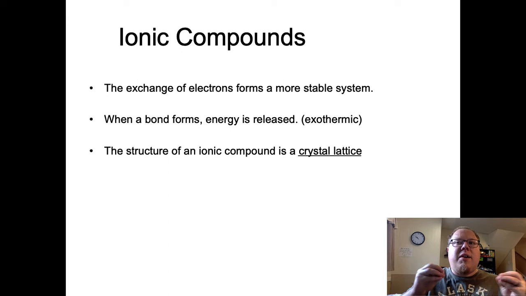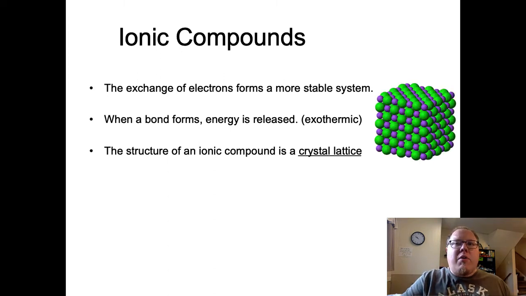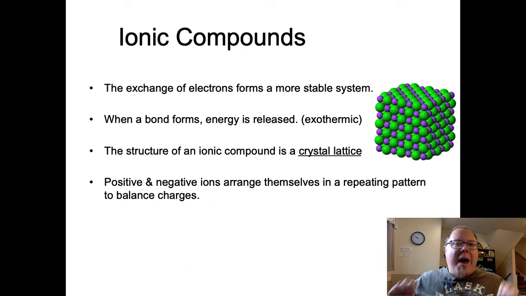The structure of an ionic compound, when they actually form, because they're positively and negatively charged, they form this crystal lattice, where it's a repeating pattern of the positive, negative, positive, negative, positive, negative. Okay, the reason it's this pattern is because the positive and negative, since they're attracted to each other, it's a repeating pattern. Positive is never going to be near a positive. A negative is never going to be near a negative. Okay, but they are going to be next to each other.